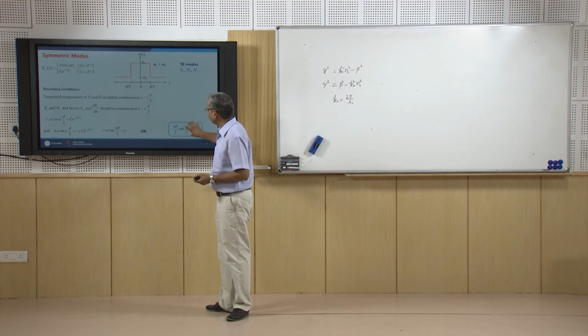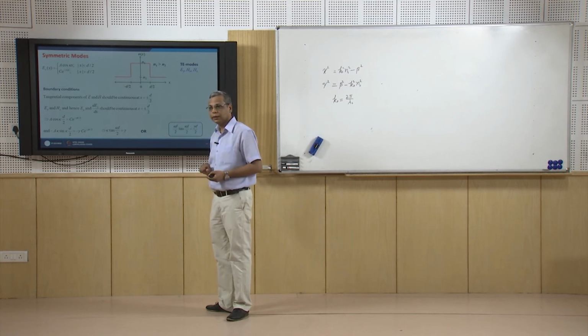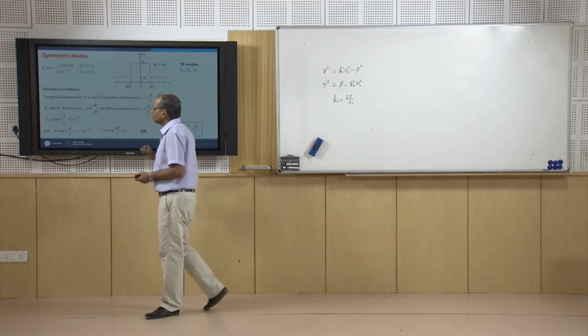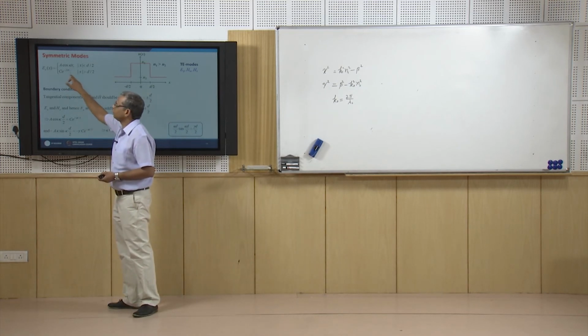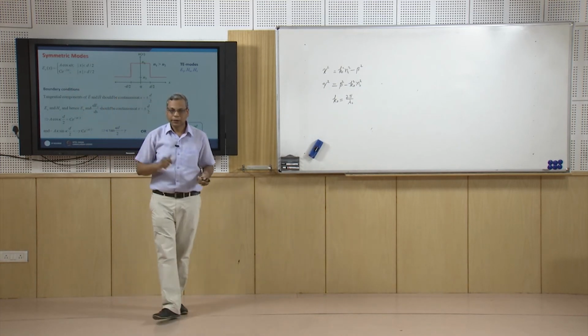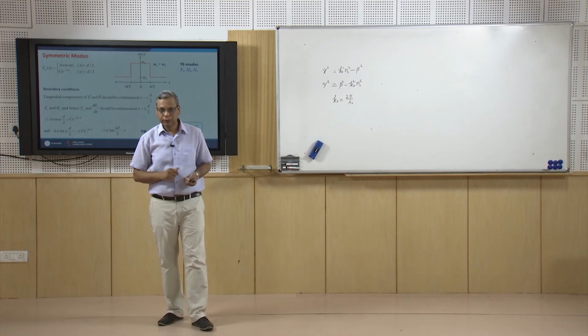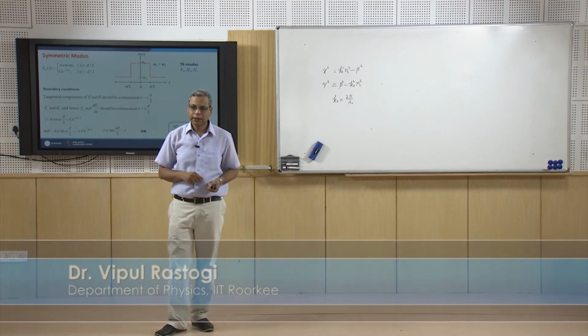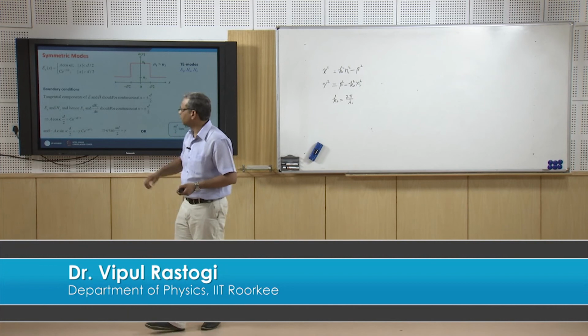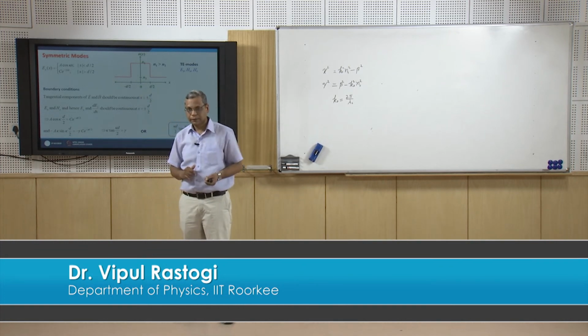So, from here I find out what are the possible values of beta, and for those beta I can find out the fields. So, that is how I can get the modes of symmetric planar waveguides, and these are symmetric modes.